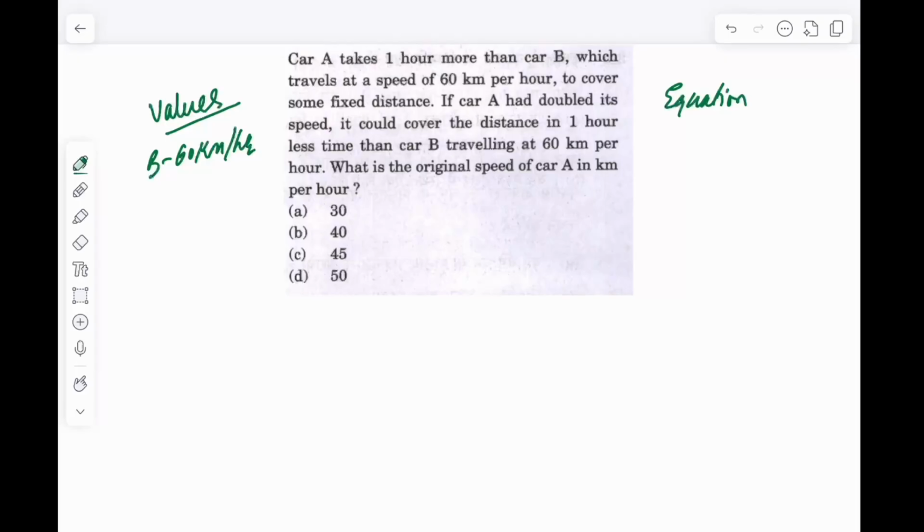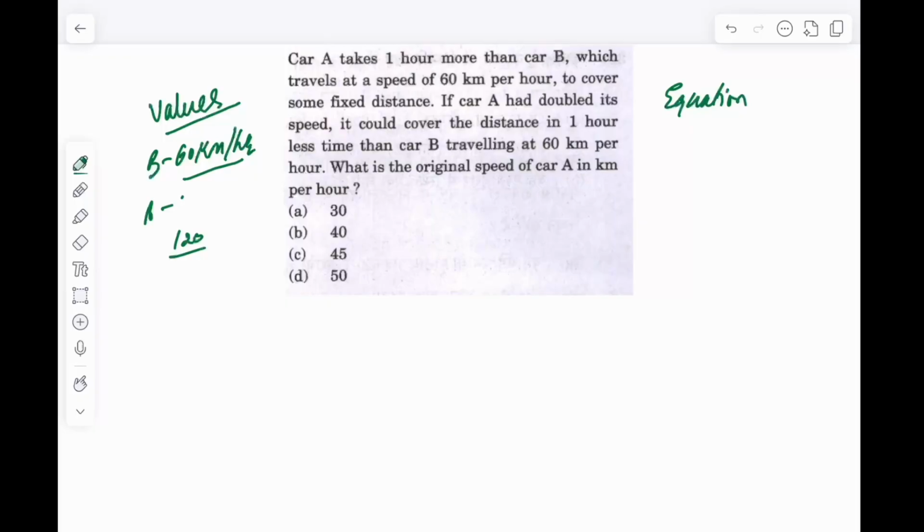And A takes 1 more hour, and when it doubles the speed, it takes one less. So I know this has to be a multiple, some common multiple has to come between A's speed and B's speed. So what could be the possible? Let's start with, say, suppose 120. That's the next possible multiple of 60. So 120, let's take it because the numbers are looking like they're whole integers.